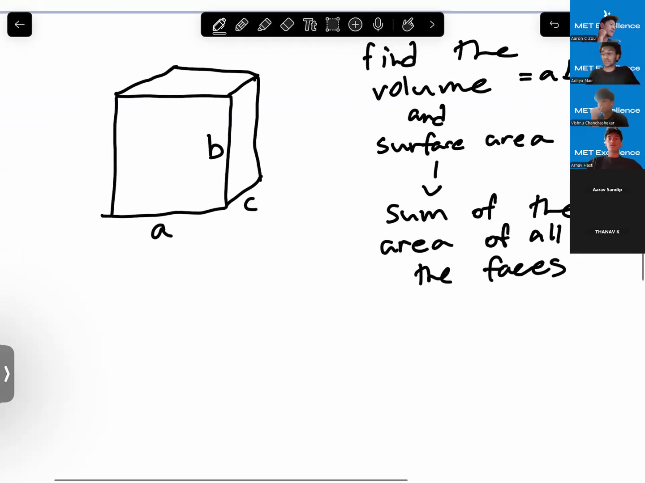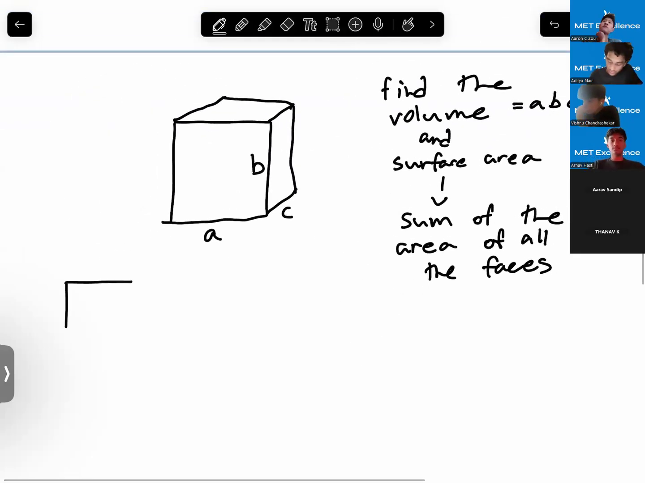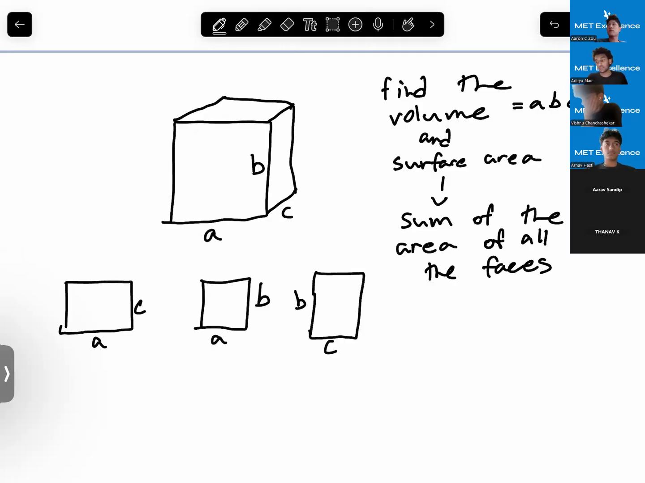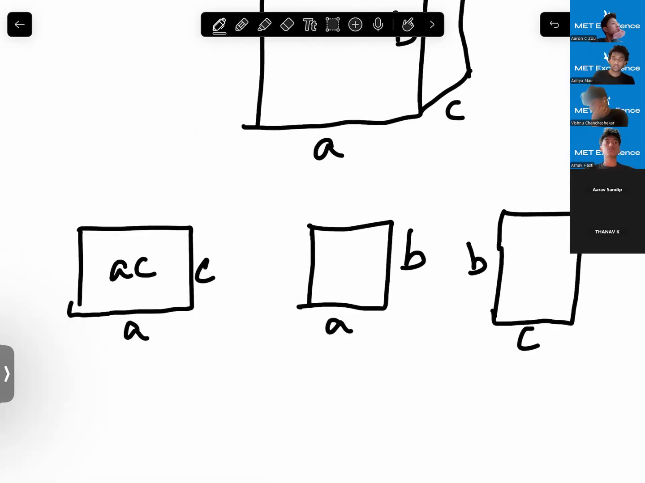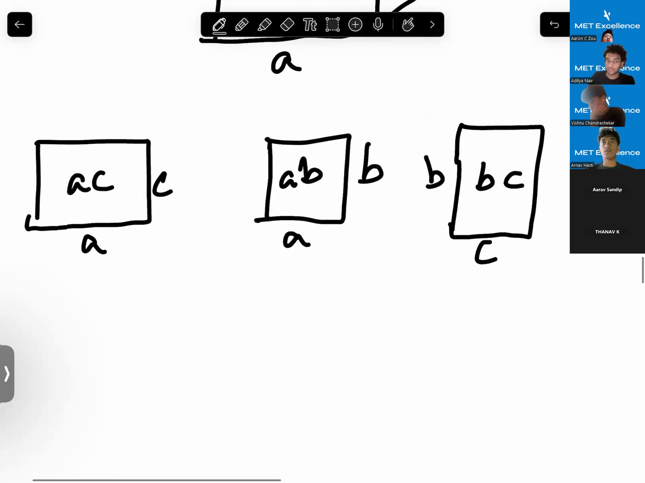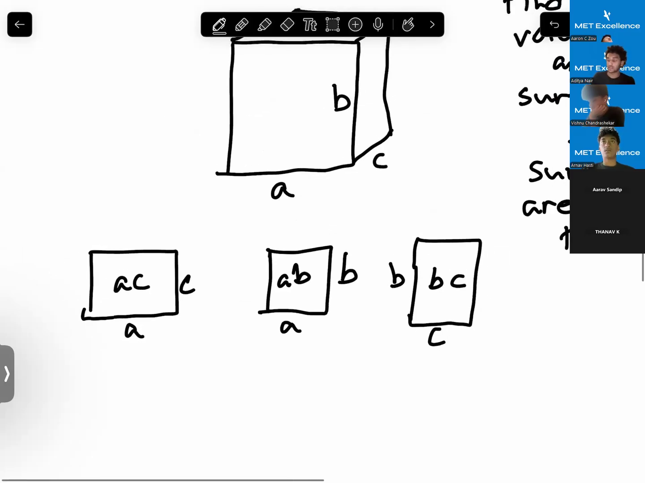So in this case, I'll just redraw them down here. They're not to scale. This will be AC. This will be AB. And this will be BC. So we have three unique faces on here, and there are two of each of them because they oppose each side. So the area of this one will be AC, this one will be AB, and this one will be BC. And yes, like Arav said, all of them times two because there are two pairs of each face.